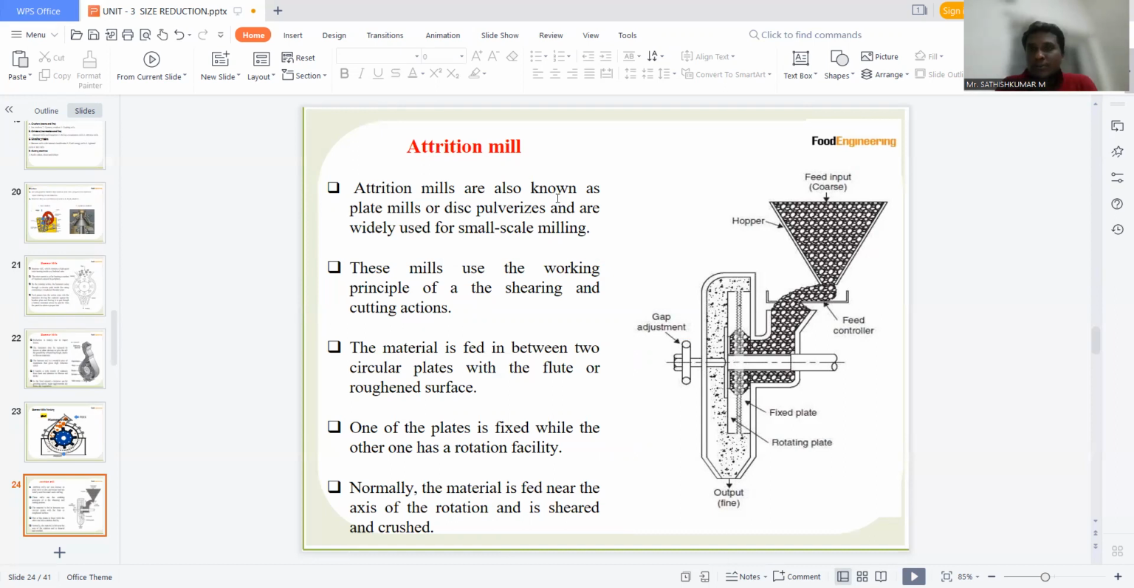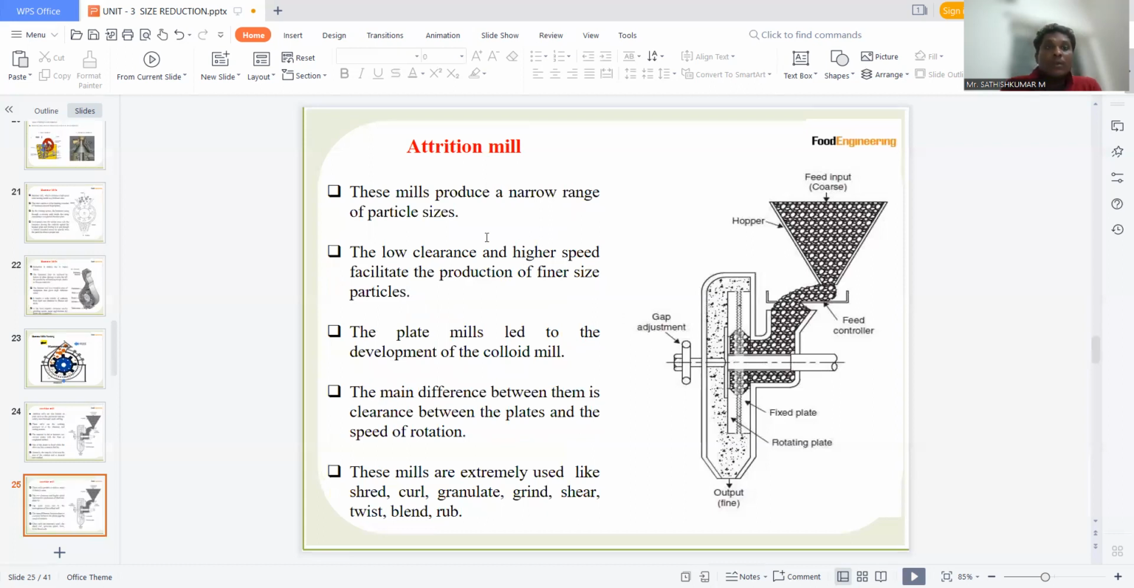Okay. In the case of attrition mills, the input is passed through the feed inlet, and the feed flows through and passes between the different plates. The first plate is a fixed plate, and the second plate is a rotating plate. In passing through these plates, the particles are divided into several parts due to the rotating blades. This is the process of attrition mills.